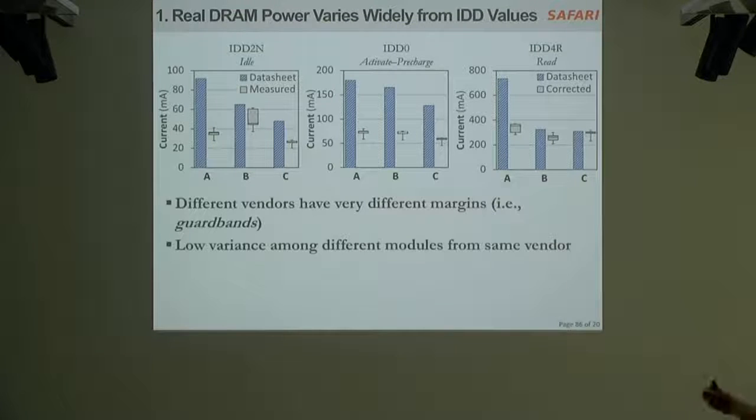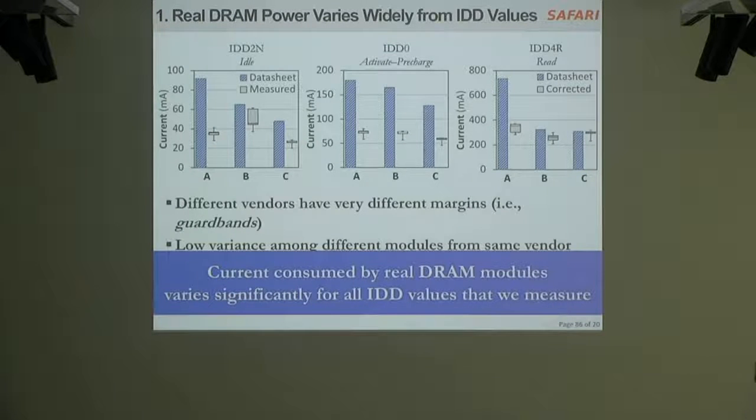Again, this could be because of the margins that are added, right? And different vendors have very different margins. So there's low variance among different modules from the same vendor, as you can see over here. Okay, so that's one of the observations. You can see more detail in the paper.